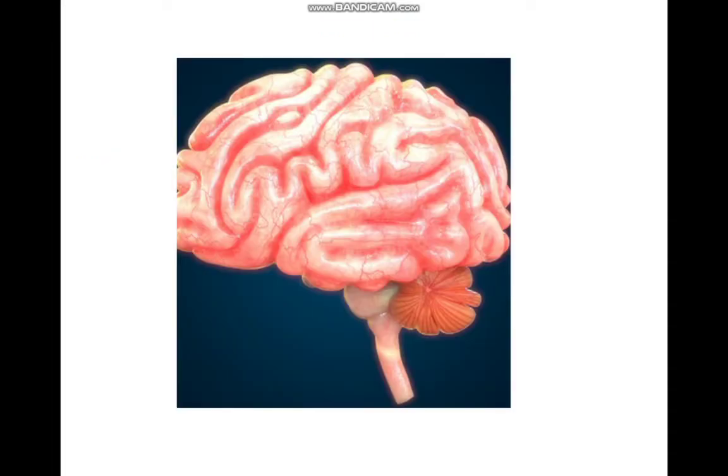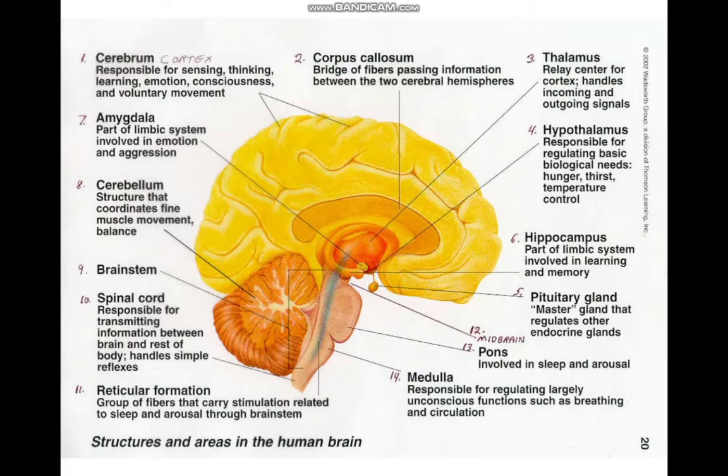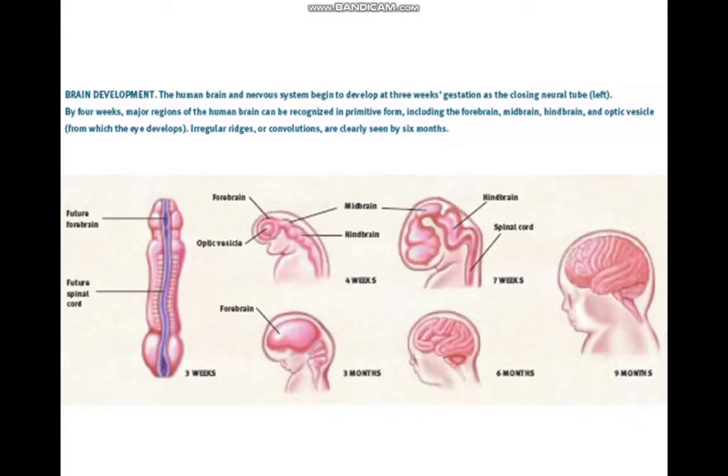This is the brain. You can see that the brain has certain parts: the forebrain, the hindbrain and the midbrain. Forebrain, hindbrain and midbrain. I will start from the embryology of the nervous system. Let's talk about the embryology.